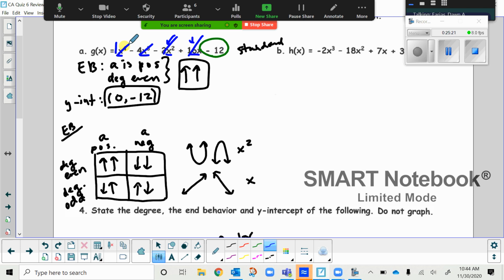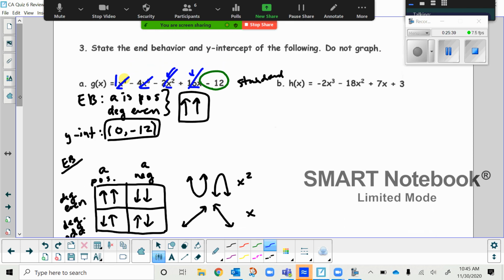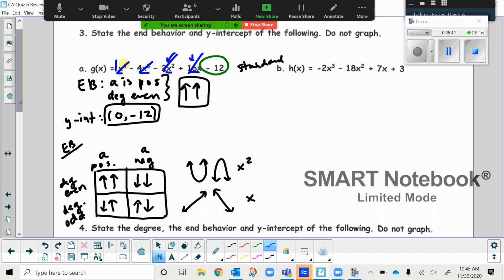That's just for these forms. When we do number 4, we have to do a little bit more math. But if it's in standard form, then yes, your y-intercept is whatever your constant value is, the number that doesn't have any x's on it. Y'all take a second and try B by yourself. Do the next problem, guys.